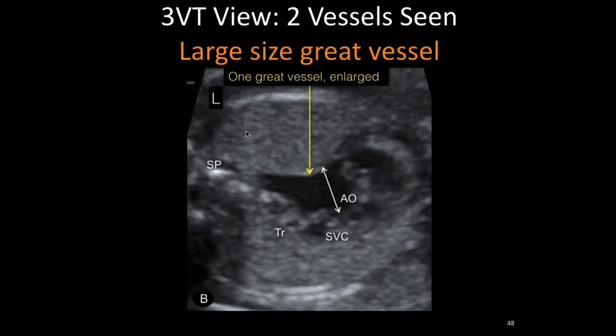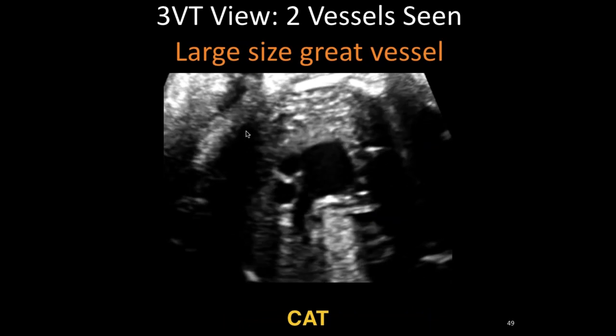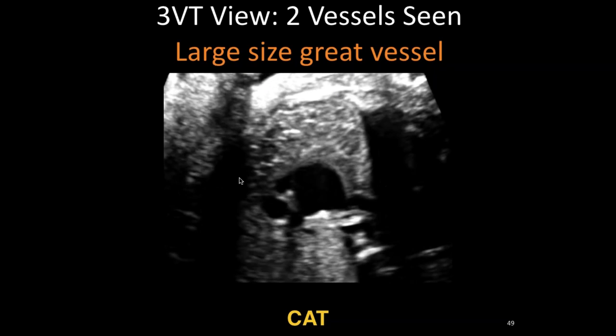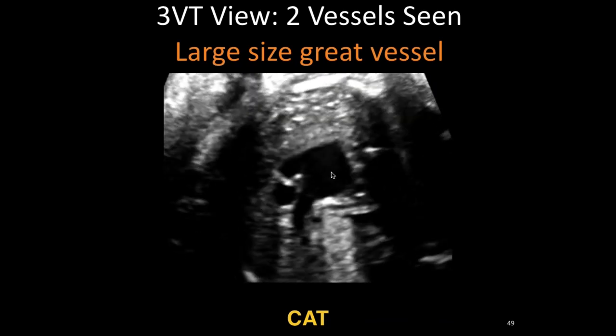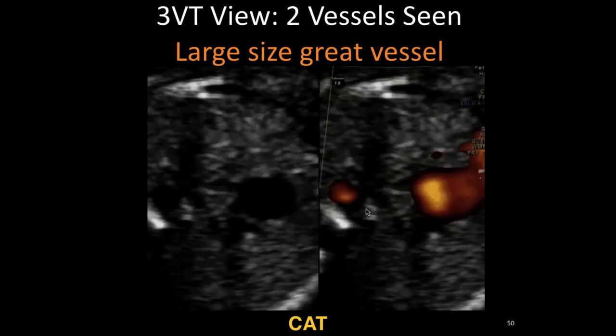So now if I see 2 vessels, but that vessel I see is large. So I see one great vessel that is enlarged. So what do you think about? Think about common arterial trunk. Remember, in common arterial trunk, there's one vessel that comes out of the heart and then gives branches to the pulmonary artery and then the aorta. So that vessel would look really large at the 3-vessel trachea view, such as this. And you would see a lot of these bifurcations coming out of it. It looks like a spider because these are all the pulmonary arteries coming out from one side and the other.